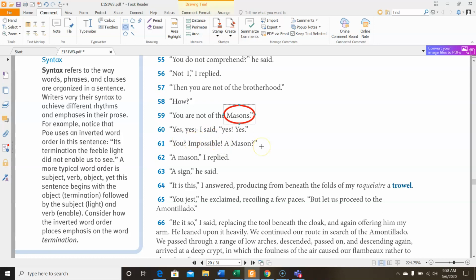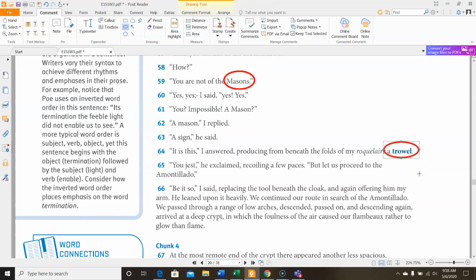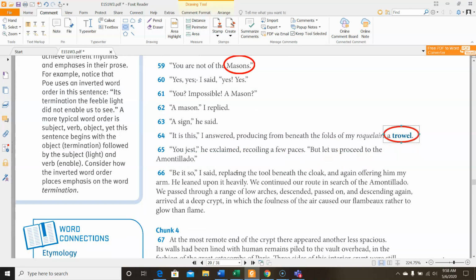"You? Impossible. A Mason?" "A Mason," I replied. "A sign," he said. So Fortunato's asking him for a sign that he's a Mason. "It is this," I answered, producing from beneath the folds of my roquelaire a trowel. So a trowel is kind of like a little gardening tool. It's a little thing that you use to spread the plaster and things like that when you're building walls. So he means the different kind of Mason, whereas Fortunato meant the Brotherhood. "You jest," he exclaimed, recoiling a few paces, "but let us proceed to the Amontillado."